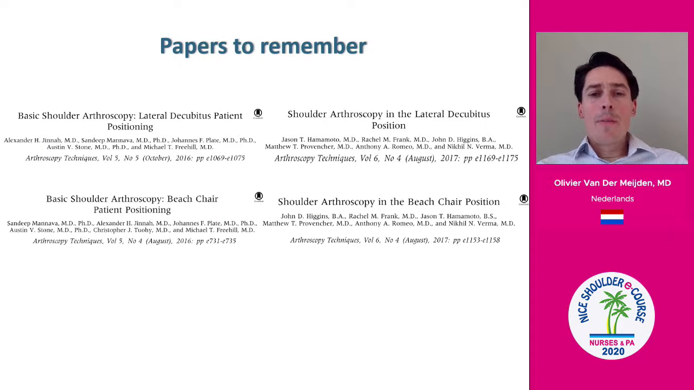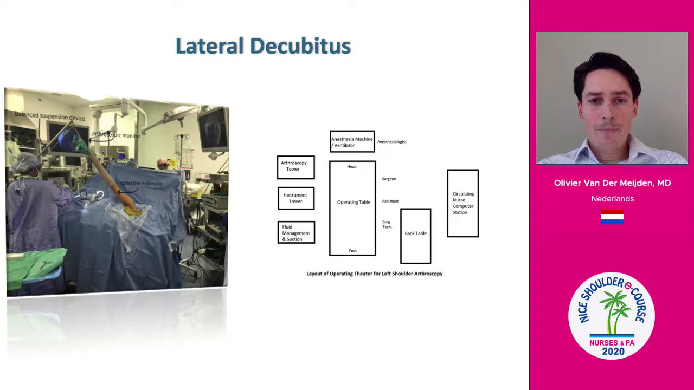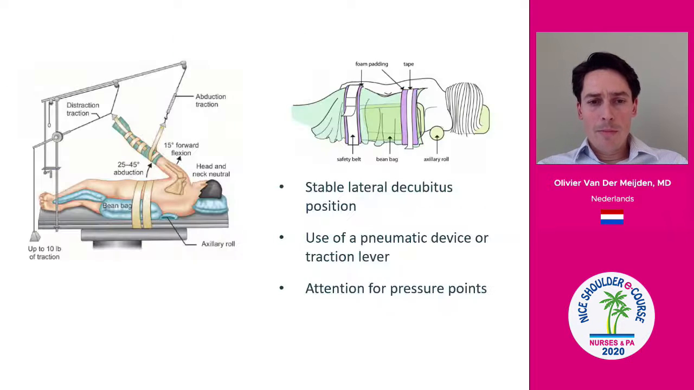So I built up this presentation and ask you to remember the following papers if you want to look it up. These papers clearly describe the pros and cons of both the lateral decubitus and the beach chair positioning and have nice pictures and graphs on how to position not only the patient, but also the staff around the operating room. So lateral decubitus. Here you see that a right shoulder is draped and prepped, and the patient is lying on the left side. And you can see how you can position everything ideally in the operating room.